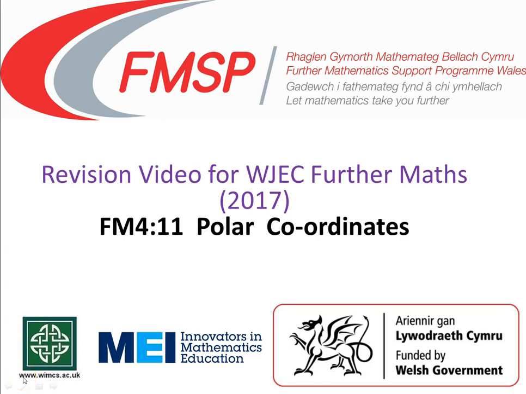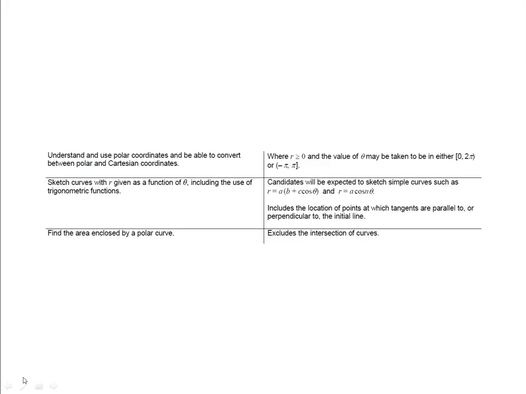In this video we look at the work on polar coordinates required by Unit 4 of the WJEC Further Mathematics Specification. We have to be able to use polar coordinates and be able to convert between polar and Cartesian coordinates. We have to be able to sketch polar curves, and we have to be able to find the area enclosed by a polar curve.